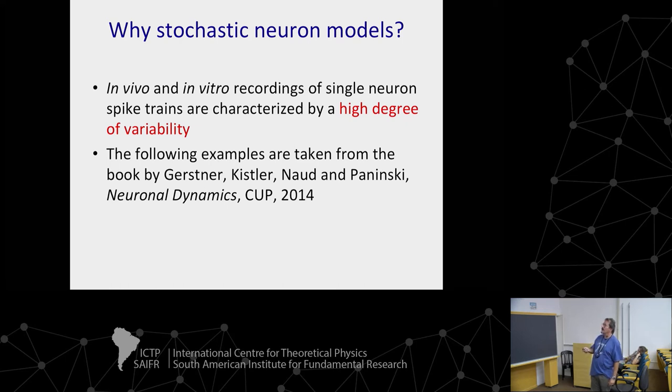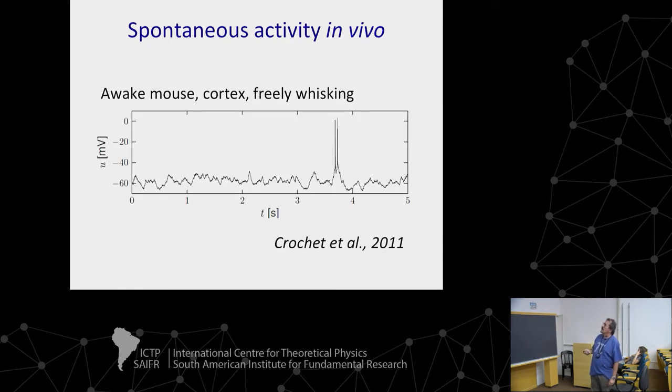I'll give you some examples from a textbook, which, by the way, could be a good reference for you. It's online, so you can just read it online, from the group of Wolfram Gerstner in Lausanne, in Switzerland. So this is for an awake mouse, a cortical neuron, freely whisking, so freely behaving. You see that usually the voltage fluctuates, and at some point there are some spikes that occur randomly. This is what usually happens if you just leave the neuron alone. Whether the animal is behaving or sleeping, or in vitro, from time to time there can be some random, stochastic spikes.